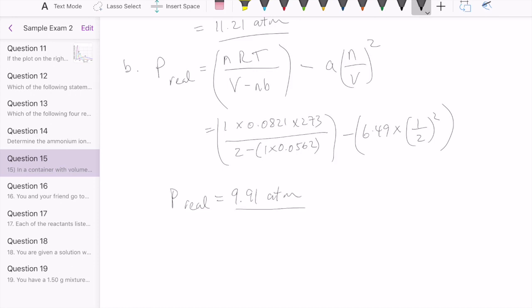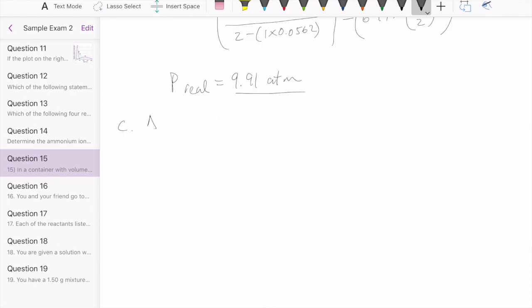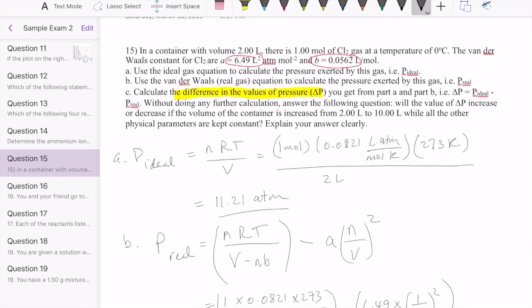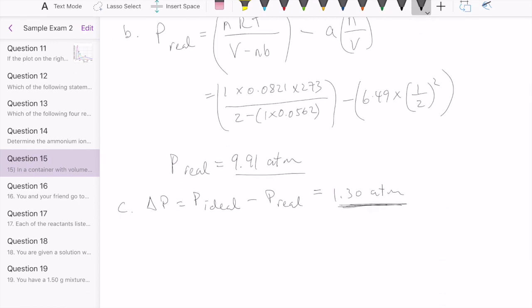So if I assume it's a real condition, then the pressure would be quite different compared to the ideal condition. And so what they're asking you to do in part C is to say, what's the difference in the values of the pressure, which is called delta P, if you were to assume ideal versus the real condition. So you just subtract those two numbers. So your delta P is going to be your pressure ideal minus your real pressure, and that gives you 1.3 atmosphere. So you don't want to assume ideal gas condition for this specific combination of values for chlorine, because that would give you a pretty big error in terms of actual pressure that you get.